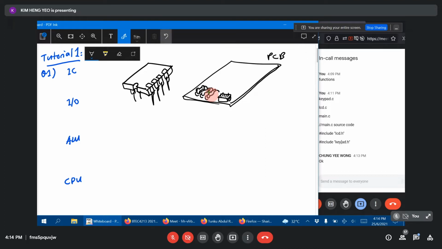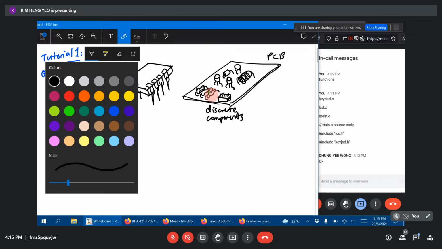Not IC, don't draw IC. You got some transistors here, and then some diodes, some capacitors, some inductors. Okay, so if you want to build a circuit, you have to use all these. We call these discrete components. So you have to wire all these discrete components together.